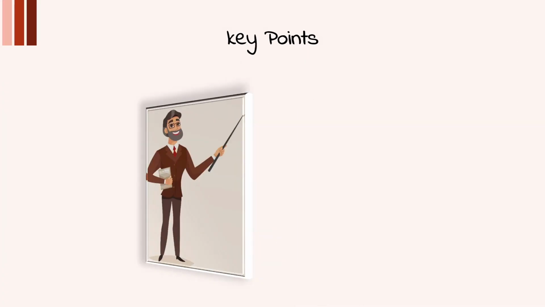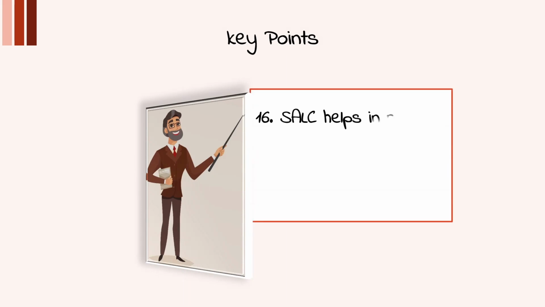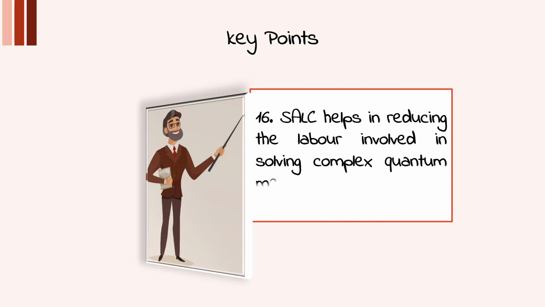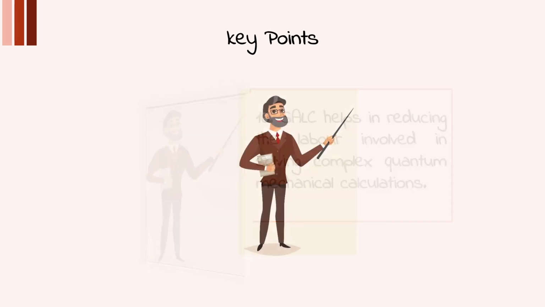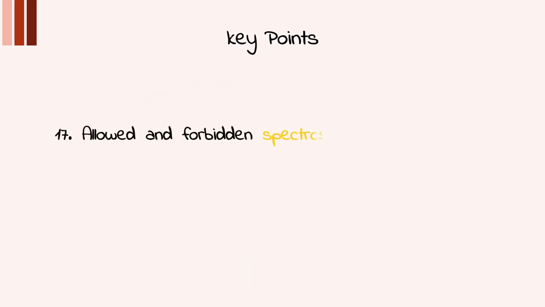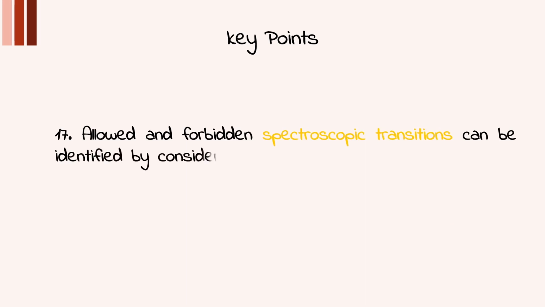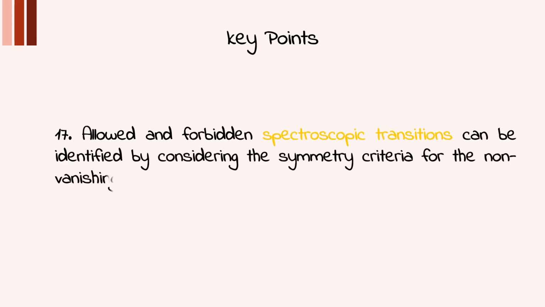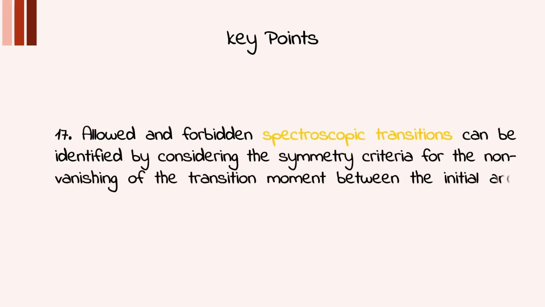When you're talking about SALC, or symmetry adapted linear combination, it helps in reducing the labor involved in complex quantum mechanical calculations, and therefore this is very important when you are using it for reducing the complexity of the problem that we undertake for its solution. Allowed and forbidden spectroscopic transitions can be identified by considering the symmetric criteria for non-vanishing of the transition moment between the initial and the final states.